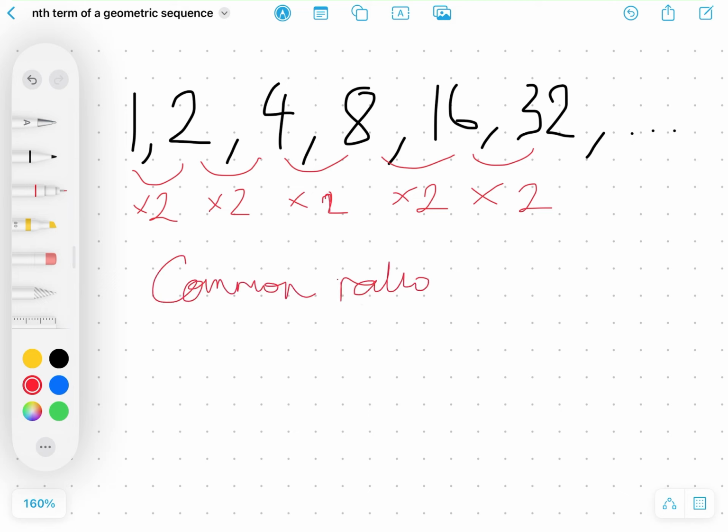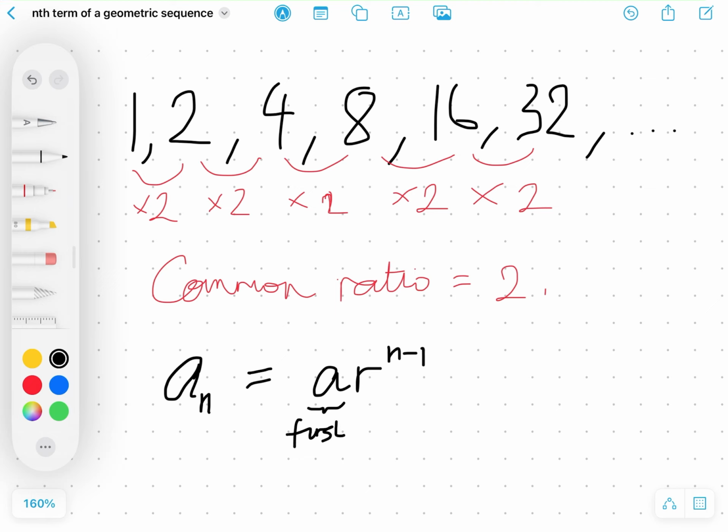Common ratio is 2. So there's actually a formula that will help us find the nth term of this kind of sequence. And the formula is a_n is equal to a, where a is the first term, times r, where r is the common ratio, raised to the power of n minus 1. So let's just annotate this here. First term and common ratio.